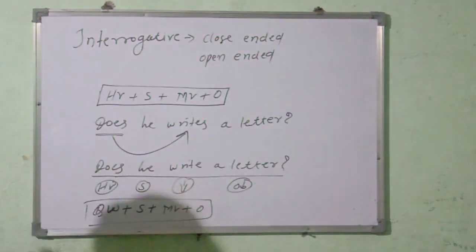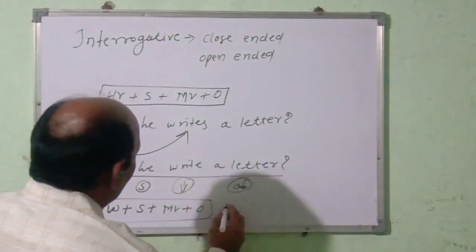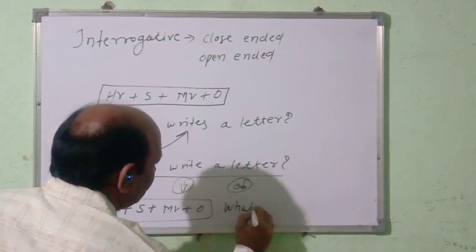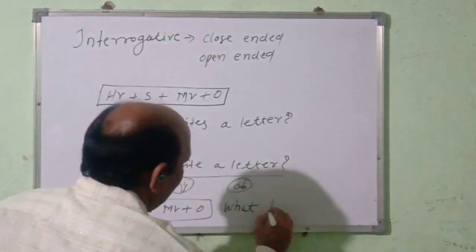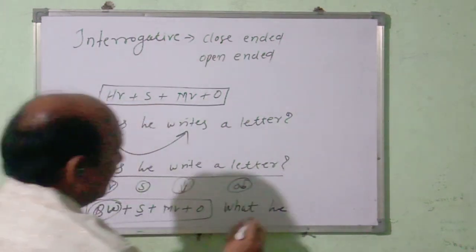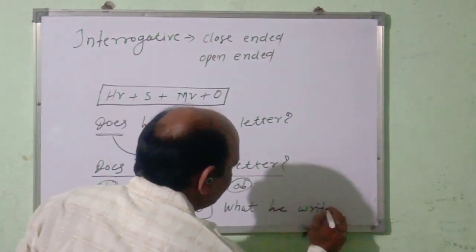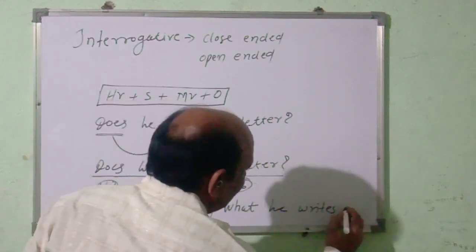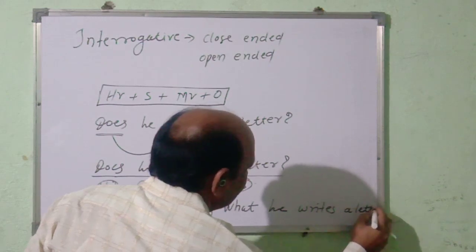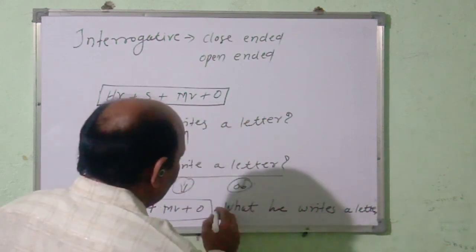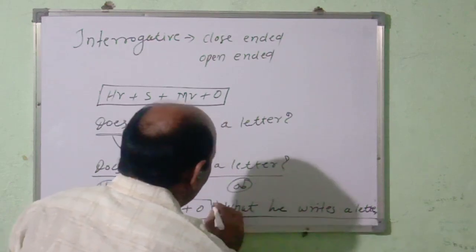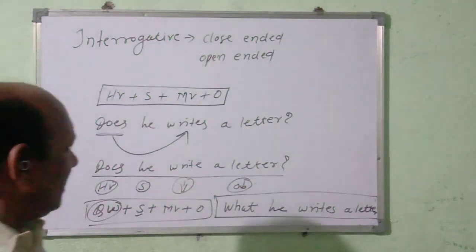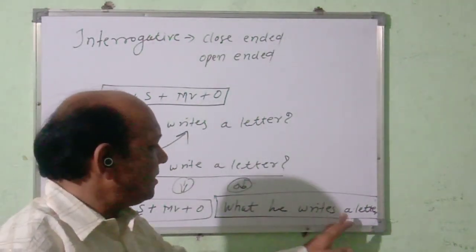According to this sentence, I am writing here the question word, that is what. Then the subject he, then the main verb, write, writes, then the object of the sentence, that will be a letter. Just see here and read this sentence. What we wrote here: what he writes a letter.